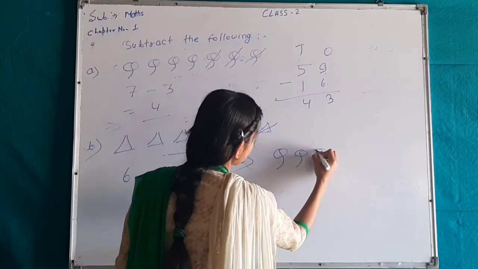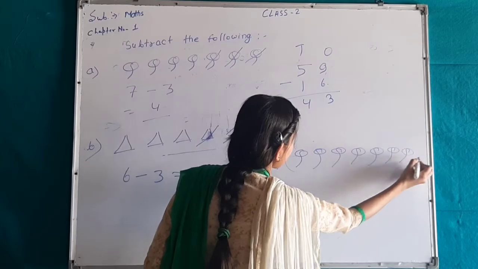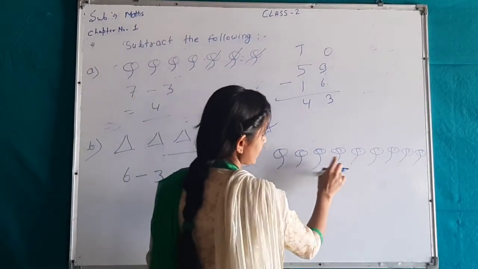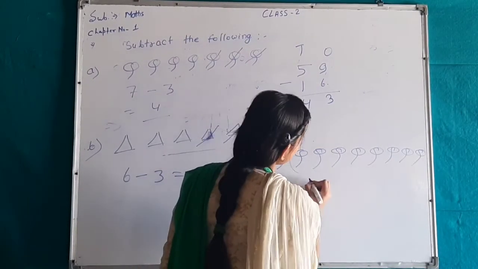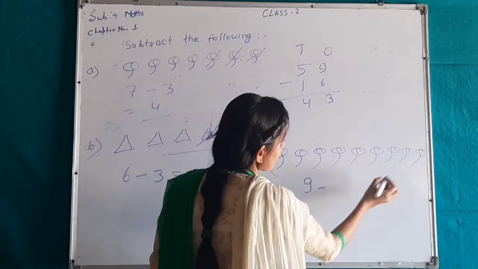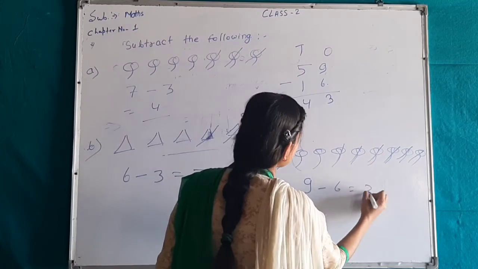1, 2, 3, 4, 5, 6, 7, 8 and 9. We have 9 cubes. We have to subtract 6 cubes from it. 1, 2, 3, 4, 5, 6. Then we have 3 cubes.